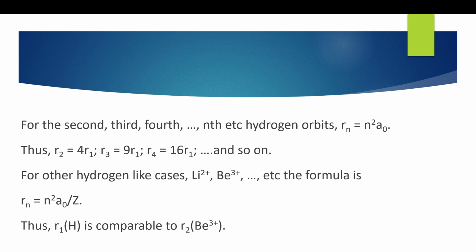For the second, third, fourth, etc. orbits, the formulation is rn equal to n square multiplied by Bohr orbit radius, rn equal to n square multiplied by Bohr radius a0. n is quantum number. For other hydrogen-like cases, rn equal to n square multiplied by a0 divided by Z. Z is number of protons. Thus, r1 of H is comparable to r2 of beryllium tripositive.